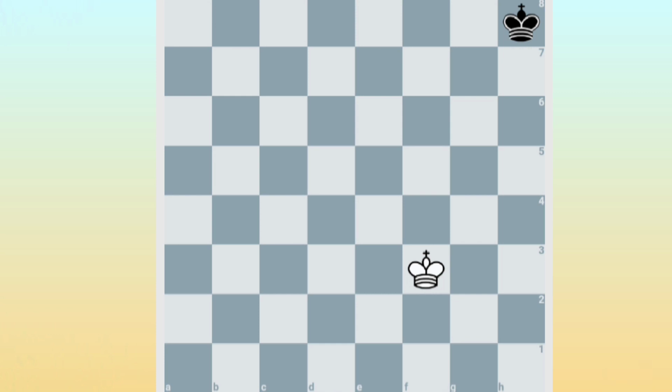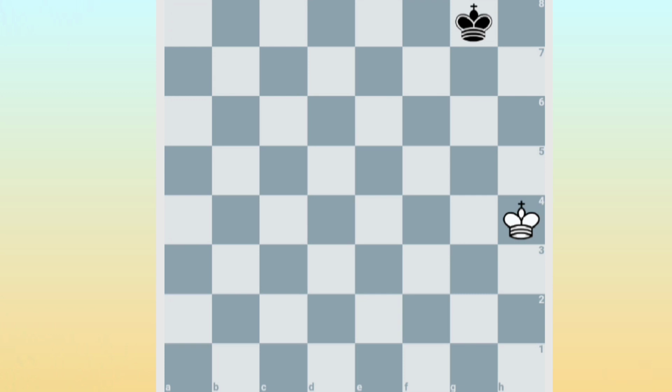Here if the black king declines to take the opposition and moves to the g8 square, then the white king moves to the g3 square and gets the opposition. Here opposition is in the hands of the white king, and wherever the black king moves, the white king sacrifices the opposition. Wherever the black king moves, the white king moves forward. So you can see the white king reaches h4.